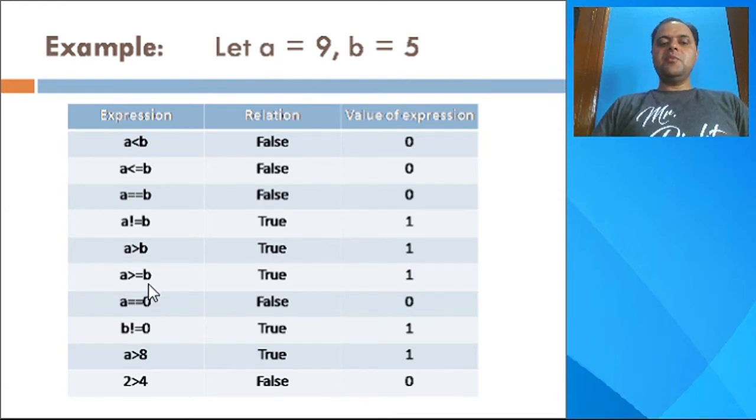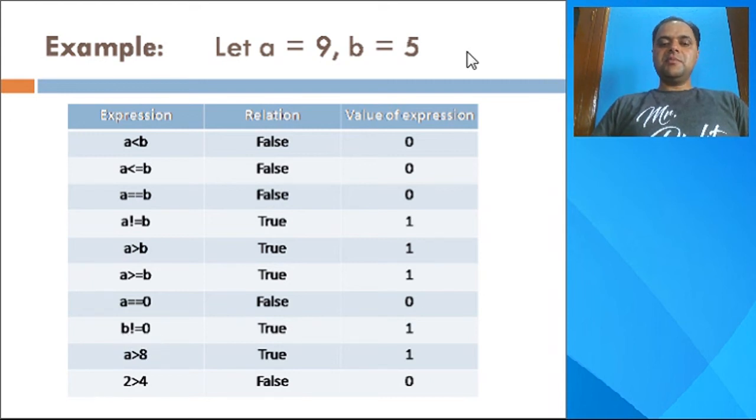a is greater than or equal to b. It means either a is greater than b or a is equal to b. So here a is greater than b. So the condition is true. So its relation is true. So the value of the expression is 1. a is equal to 0. So a is 9. So a is not equal to 0. It means the relation is false. So the value of the expression is 0.